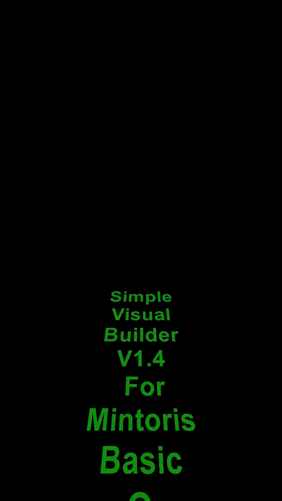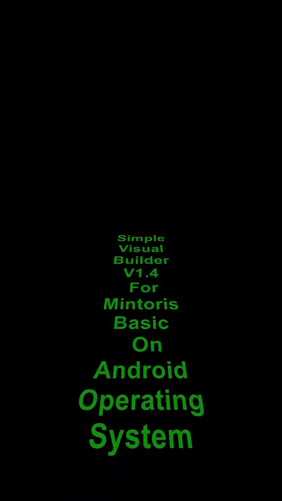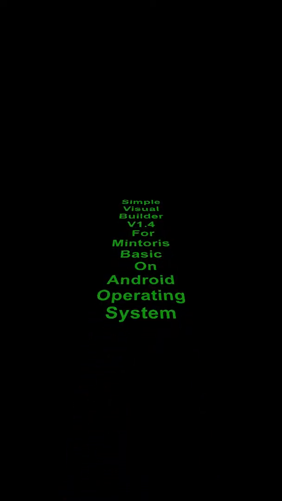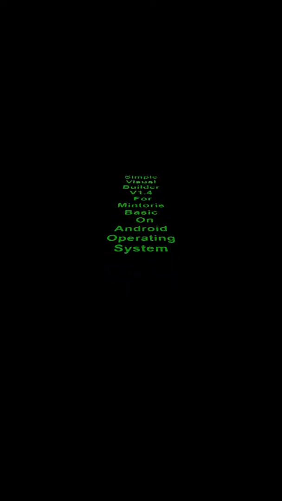This video shows a simple visual builder program that can be loaded into one of the Mintoris basic program slots and run as an application. This application was written on a Samsung Galaxy Note 8 Android phone using a capacitive stylus and the Mintoris basic built-in text editor. This program allows one to place graphic images, text labels and rectangular shapes on the display screen.